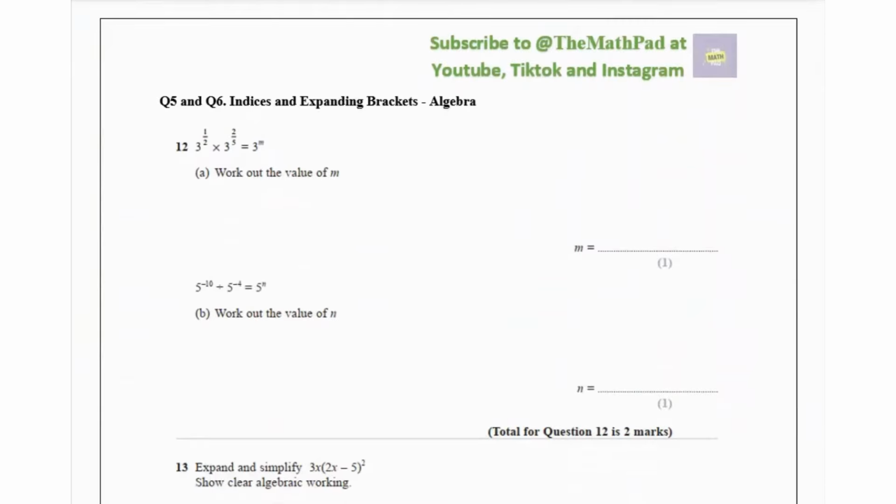Then we have indices and expanding brackets. Once again, a common topic that is always going to appear in your test. So for indices, you need to know your basic rules. You need to know the rule when we have similar bases being multiplied, we add the powers. When similar bases are being divided, we subtract the powers. When there's a power inside the bracket and outside the bracket, we multiply the powers and the power gets distributed on the coefficient as well. So you need to know about all of these rules.